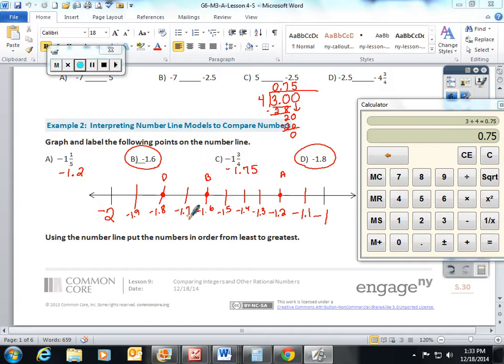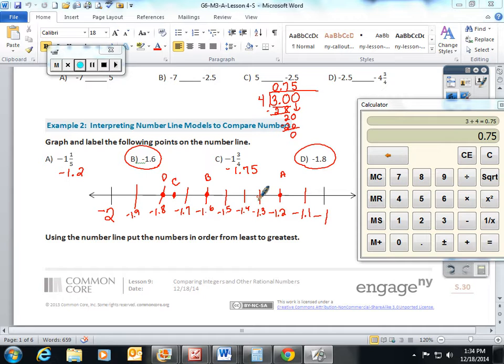-1.75 is in between the rational numbers, -1.7 and -1.8. These are not integers. Halfway between there will be -1.75, point C. It's really cool to teach the students that there are even numbers in between each of these intervals. I think that really gets them thinking mathematically.